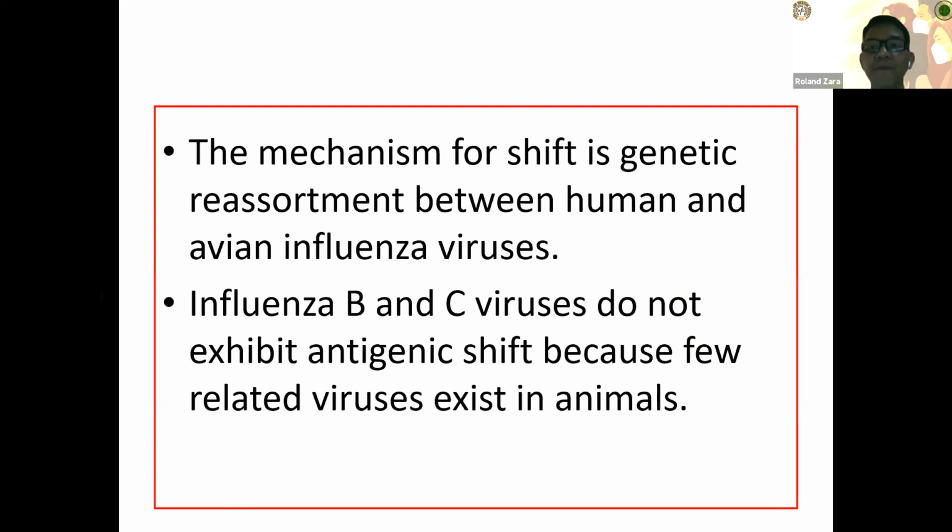The mechanism for shift is genetic reassortment between human and animal influenza viruses. The human has HA and NA. The swine, for example, and the avian, birds also have HA and NA. So they may reassort or combine, leading to antigenic shift. Your B and C do not exhibit antigenic shift, only A exhibits antigenic shifting, because few related viruses exist in animals. And for C, it does not last long because they die quickly.